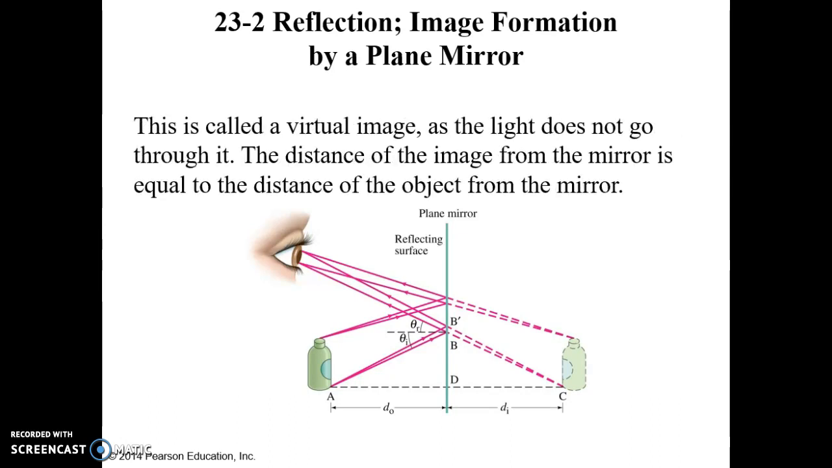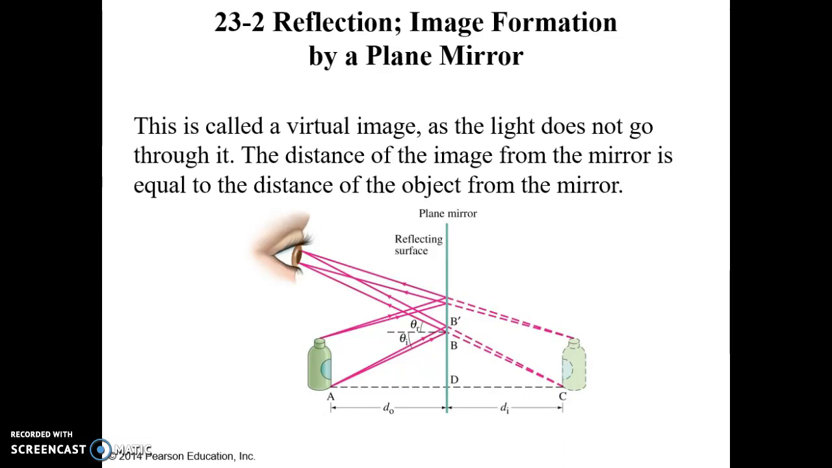Let's concentrate on the two rays that leave point A on the object and strike the mirror at points B and B'. Now, because of the law of reflection, angles ADB and CDB are equal, forming right triangles. Thus, the image appears as far behind the mirror as the object is in front. The image distance, D sub I, equals the object distance, D sub O. We also see that the height of the image is the same as that of the object.